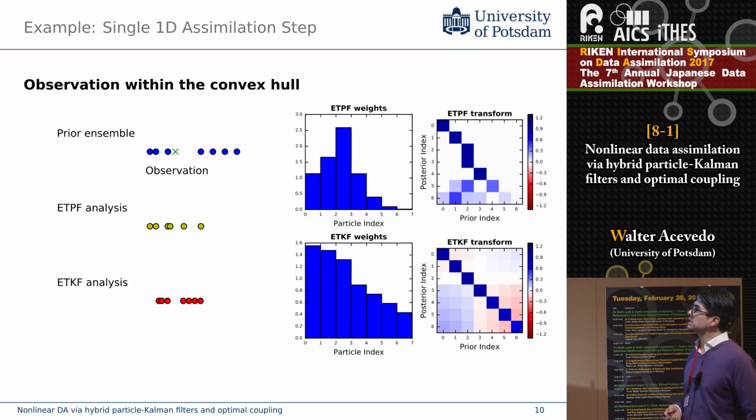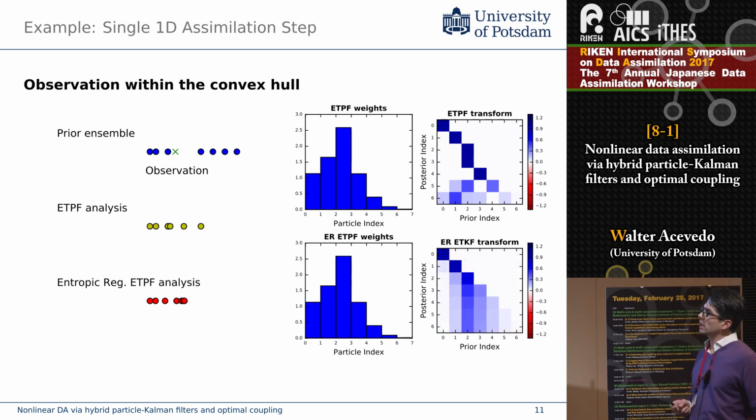OK. So here we can see how, for example, given these prior particles and an observation in between, the Ensemble Transform Particle Filter works. So this particle is going to have a high weight, and because of that, it's going to have more offspring than the other particles. This one, for example, will have no offspring. And the members go near to the observation, which is good. Kalman filter will do something similar. They also go near to the observation, and the weights have this particular shape. And interestingly, the transformation has already some negative terms and a very strong diagonal component.